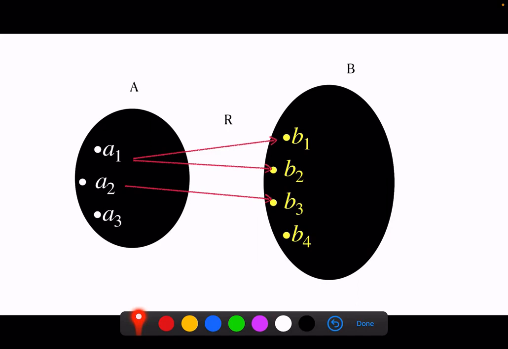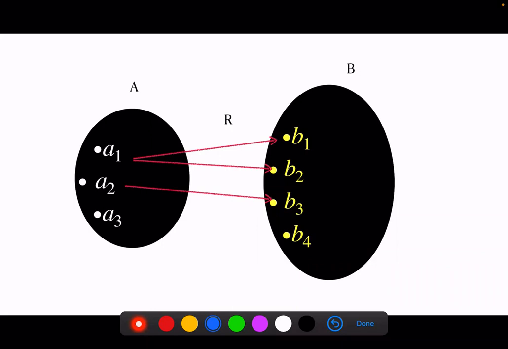Everything that we study in relations and functions depends on sets, on our understanding of sets. So here we have two sets, A and B. Maybe this is also a good idea to give some different names to these sets.